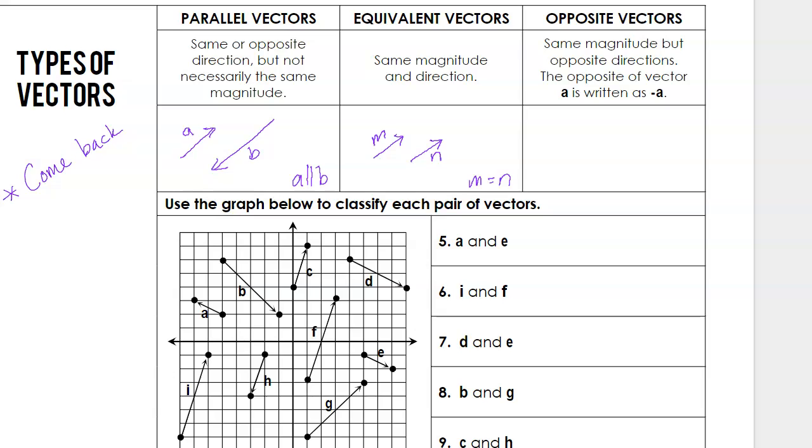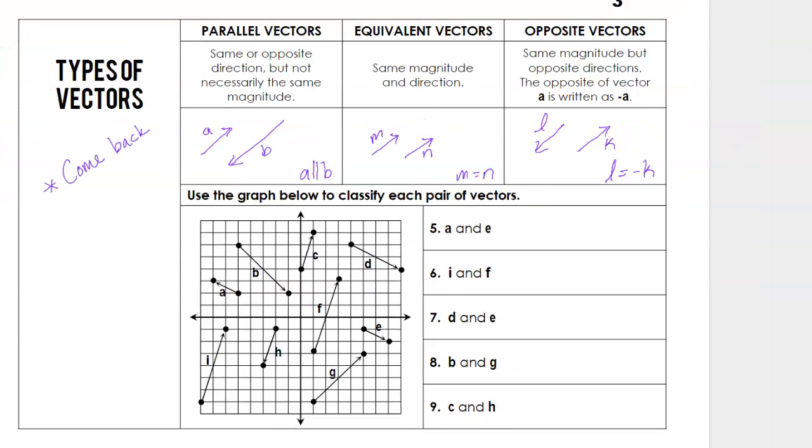Opposite vectors are the same magnitude, but in opposite directions. So they're the same size, but going in completely opposite directions. L and K. And opposite vectors are always written as A, and the opposite vector to it is negative A. So here, L is equal to negative K. And then, of course, they could be none of these. They could have no relation to each other.